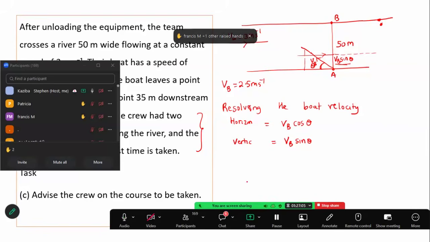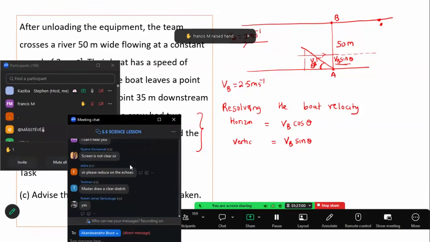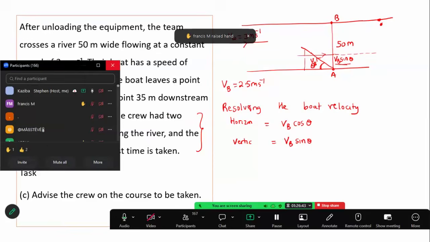Members, are we on the same page? Kindly let me know. Have you understood that? Because I'm going to use it going forward. So now we are going to proceed.